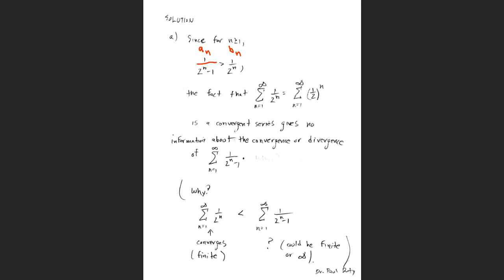Okay, so because of that, the fact that the geometric series converges gives no information about the convergence or divergence of the series that we're interested in. It gives no information. Let me give you a moment to copy it down, and then I'll show you at the bottom here. I'm trying to be as intuitive as possible with you. Let me know if you have any questions.